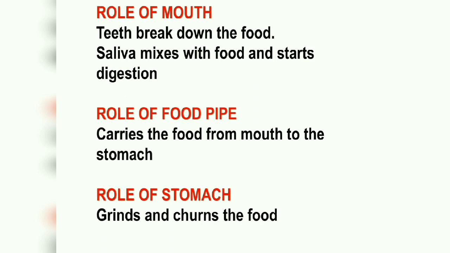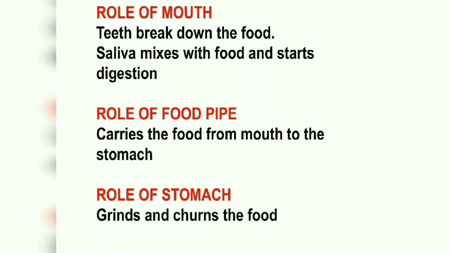Now let us revise the role of each part. What does each part do? Role of the mouth. What does the mouth do? Our teeth break down the food. Our teeth cut the food. There is a liquid in the mouth which is called saliva. Saliva mixes with the food. And when saliva mixes, digestion starts.